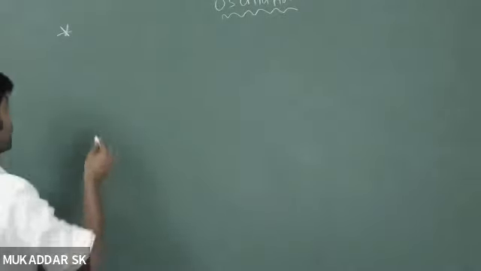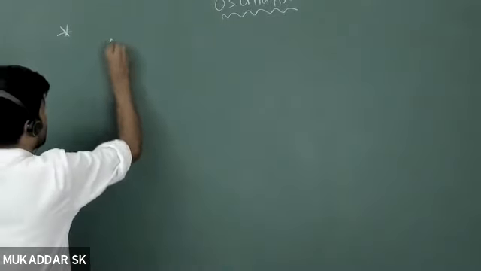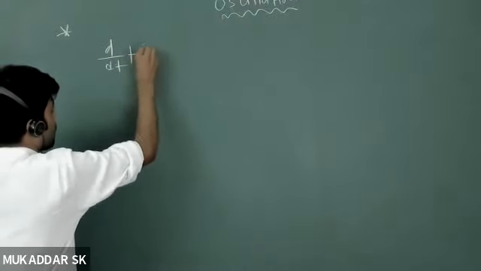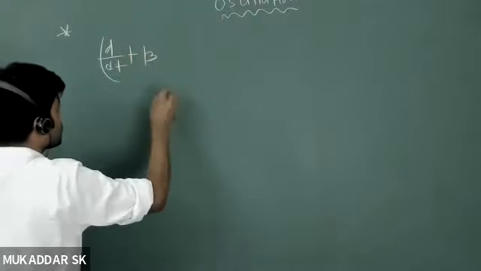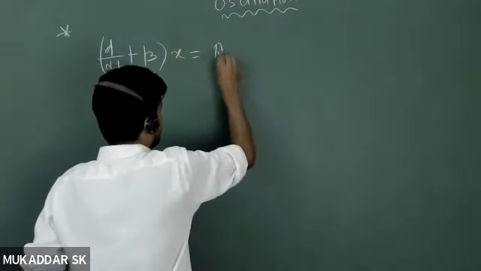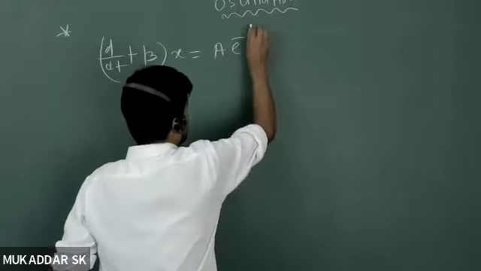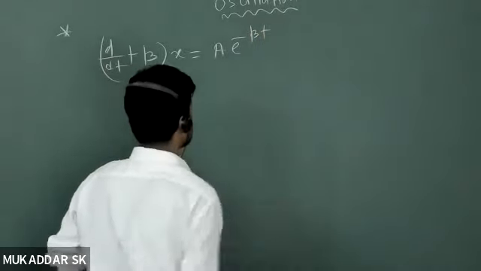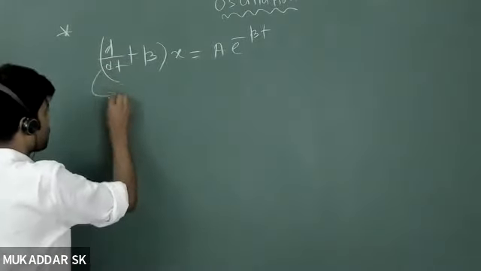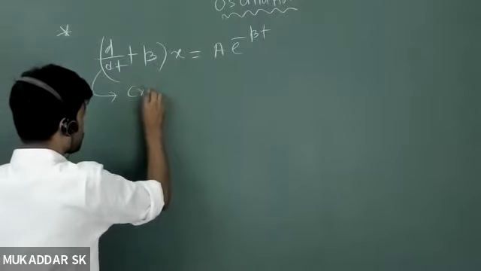Damping. So I told you to solve this step: d by dt plus beta, then you have x equals to a exponential minus beta t. So this was the case for critical damping. Do you people remember this step? So this was the case of critical damping.